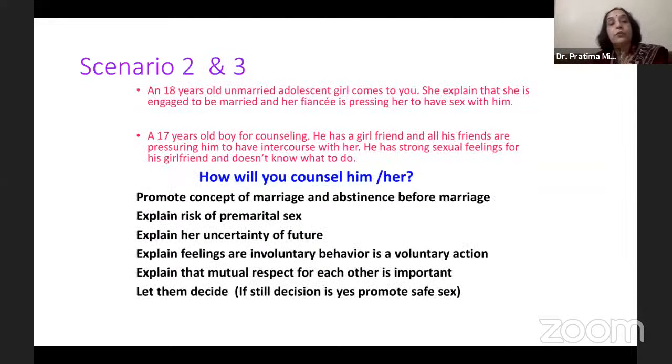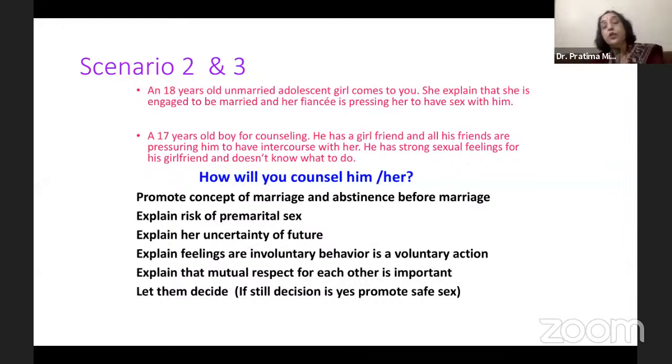Another patient who comes to me, an 18-year-old girl, says that I have got engaged to be married and my fiancé is pressing me to have sex with him. So what do you as a counselor, as a healthcare provider, do? You have to promote the concept of marriage and abstinence before marriage. The risk of premarital sex has to be explained. Explain to her the uncertainty of the future. Explain that feelings are involuntary, but behavior is a voluntary action. Explain that mutual respect for each other is important. Let them decide. If the decision is still yes, promote safe sex.